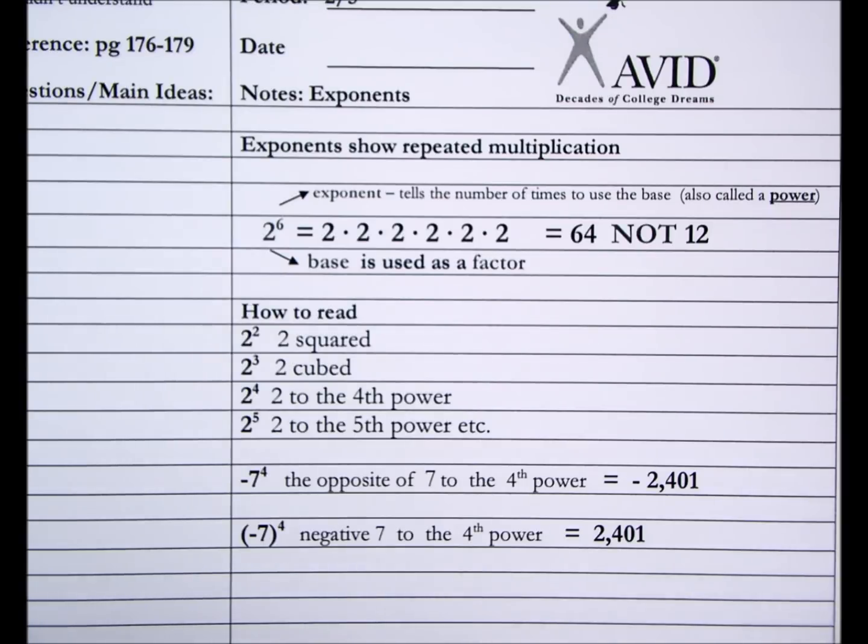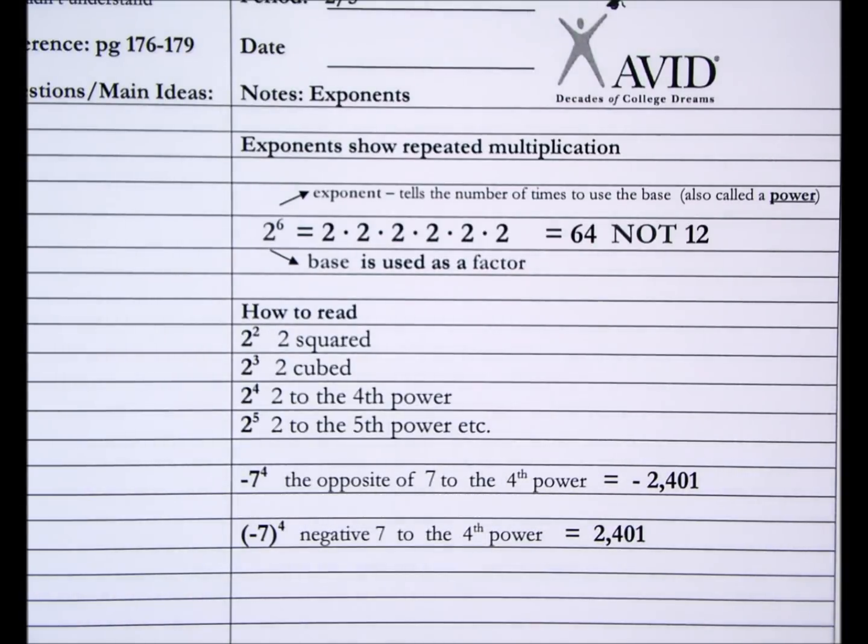It's called powers. So 2 to the 6th power means 2 times 2 times 2 times 2 times 2 times 2. It's 64. Because 2 times 2 is 4, times 2 is 8, times 2 is 16, times 2 is 32, finally times 2 is 64. It does not mean 2 times 6, which is 12. Remember, it means to multiply the base number that many times by itself.